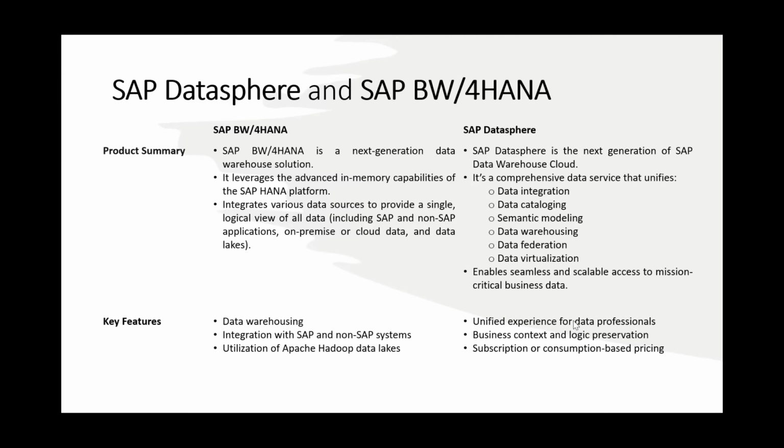So here I try to show some of the key differences between SAP DataSphere and BW for HANA. There might be more. Okay, so products. If we say product summary, SAP BW for HANA is a next generation data warehousing solution. It leverages the advanced in-memory capability of SAP HANA platforms and integrates various data sources to provide a single logical view of all data, including SAP and non-SAP applications, on-premise or cloud data, and the data lakes.